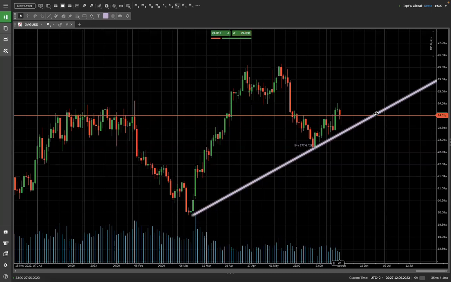So you can draw 5, 7, 10 trend lines on your chart, and you might find yourself a little bit frustrated that the market doesn't react to your trend lines. Okay, because it's not always you who is trading, and the market participants are very different.